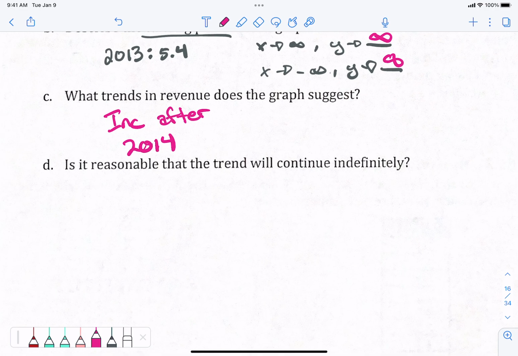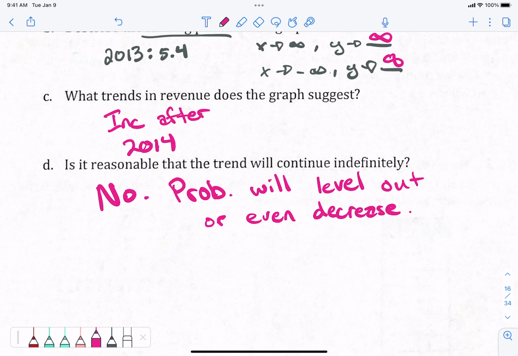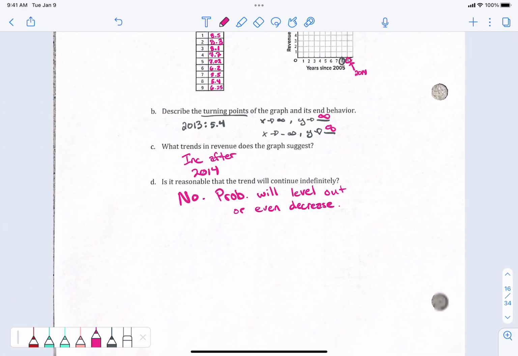So is it reasonable that the trend will continue? No. I'm going to say it will level out, or even decrease, because people are not going to the movie theaters at the same rate that they used to. Like you've seen old movies where they go to drive-in movie theaters and they're packed. How many times have you gone to the movie theater and it's been completely packed? Probably just for the big ones, right? Okay. All right. So there's that.